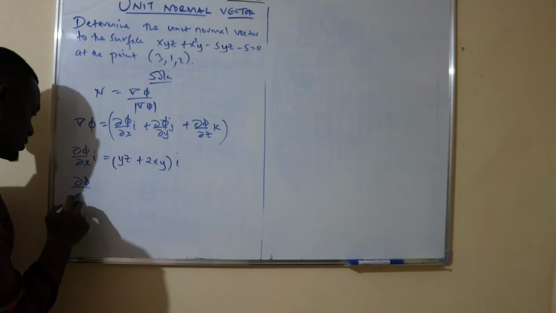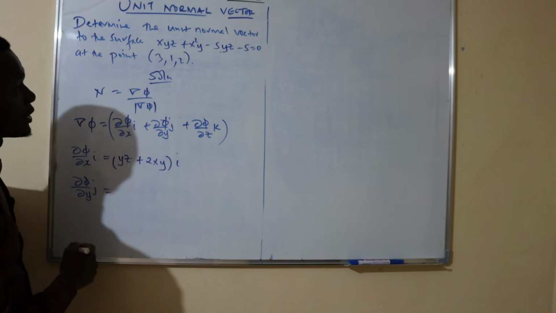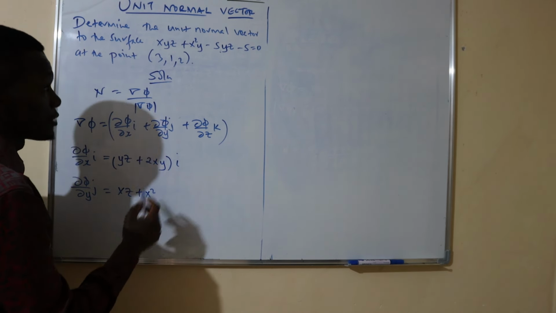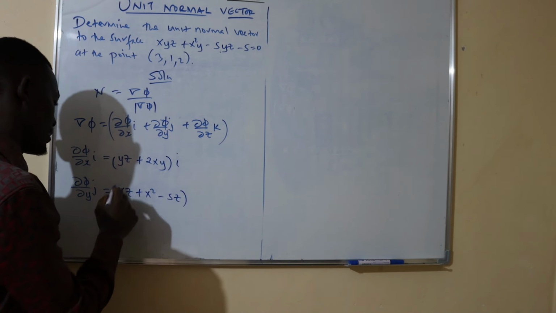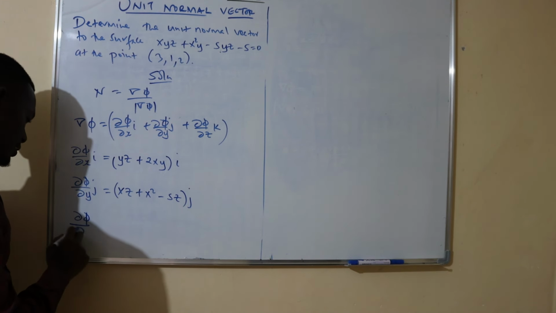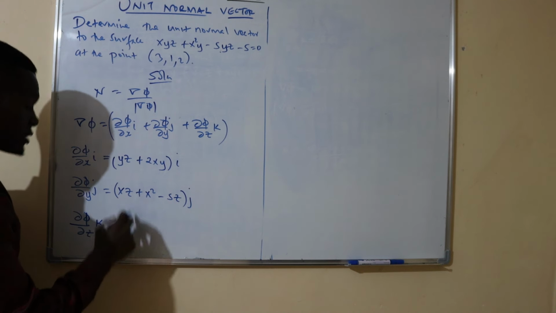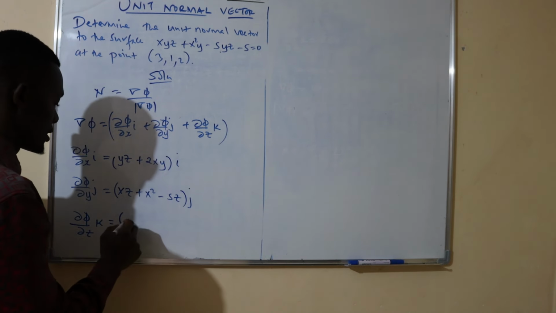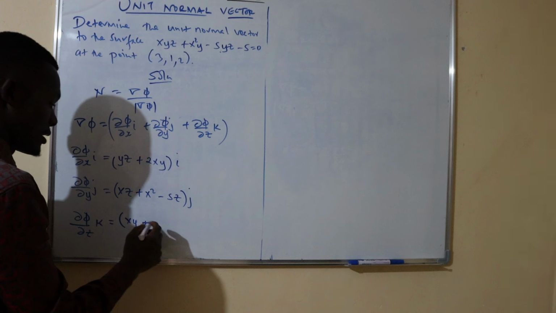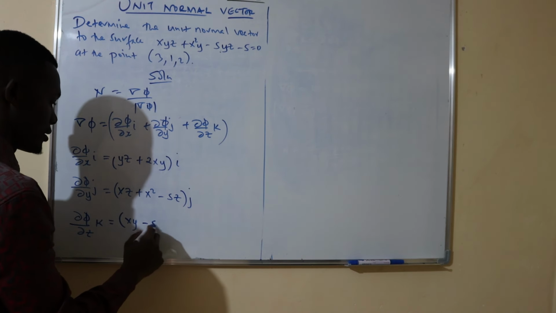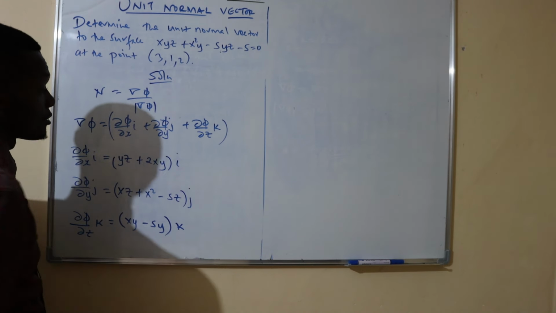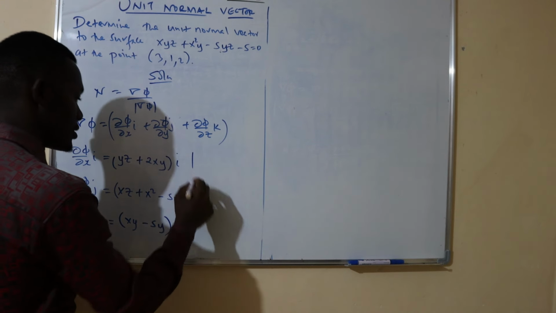Then d phi dy, then you have j. Again, with respect to y, you remain with xz. With respect to y, you get x squared. With respect to y, you get negative 5z. Then you get j. Then you have d phi dz k, which gives us, with respect to z, xy, then plus, the second part does not have a z, so you come to the third, which will now be minus 5y. Remember, these are constants. Anytime you differentiate a constant, you get 0.